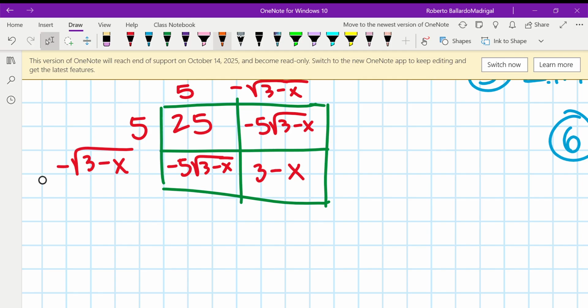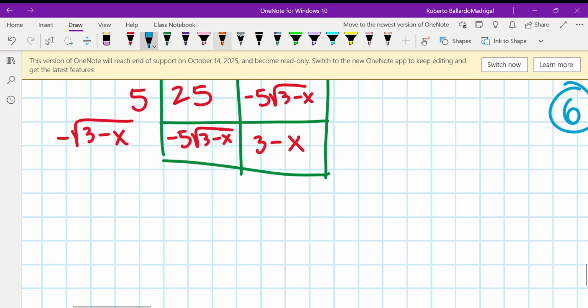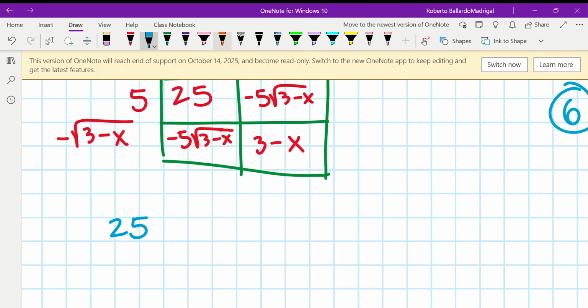All right. So that's the area model. We're going to take out the stuff in the area model and combine like terms. So we have the following: the 25 minus 5 radical 3 minus x minus 5 radical 3 minus x plus 3 minus x.